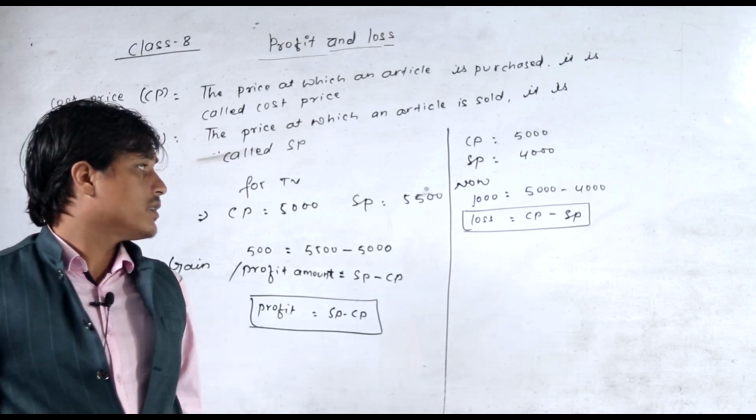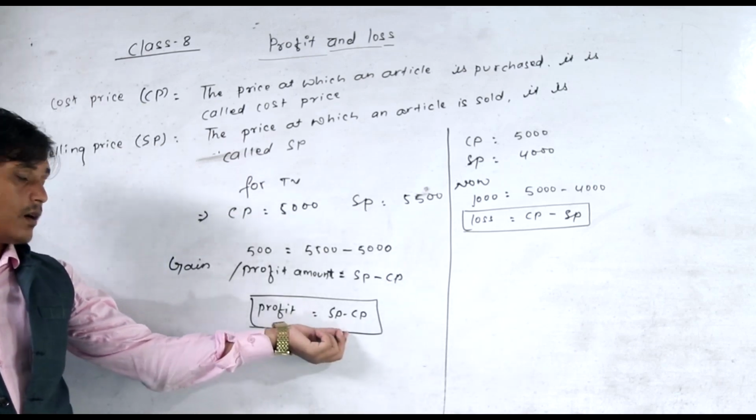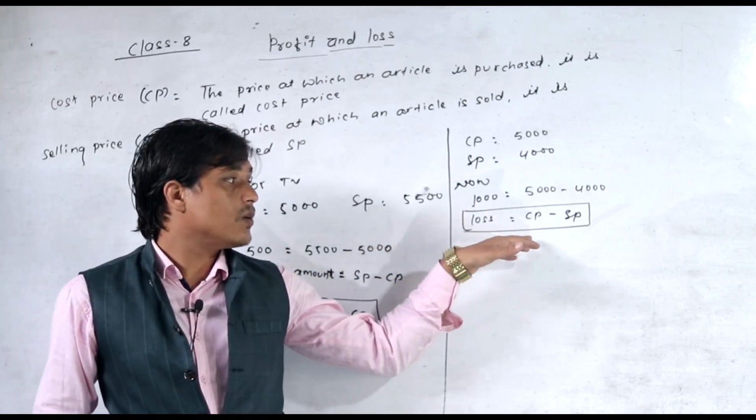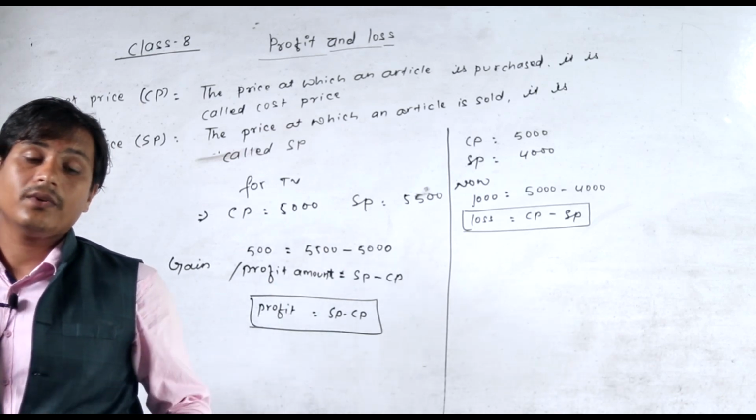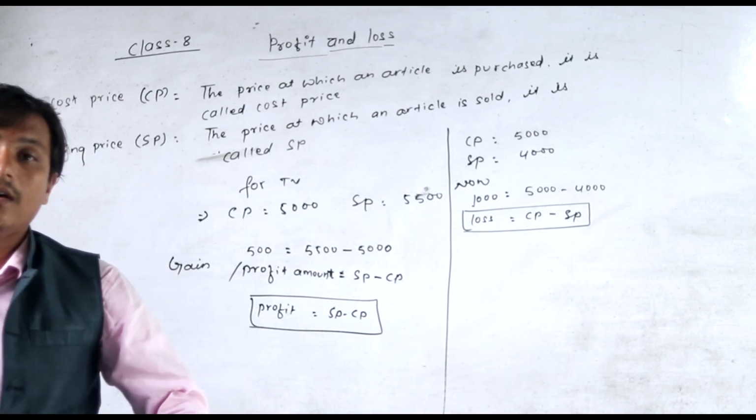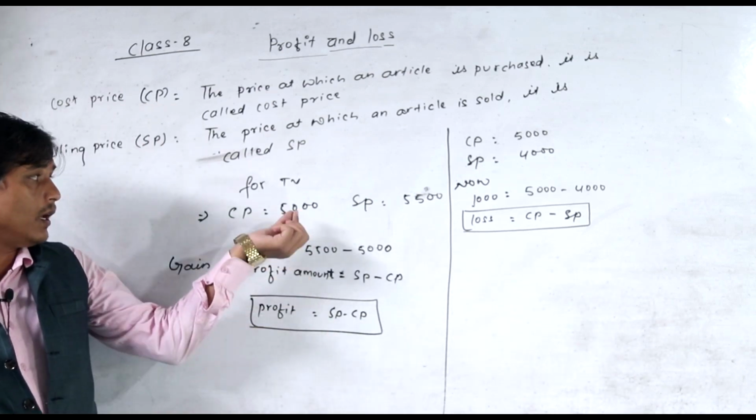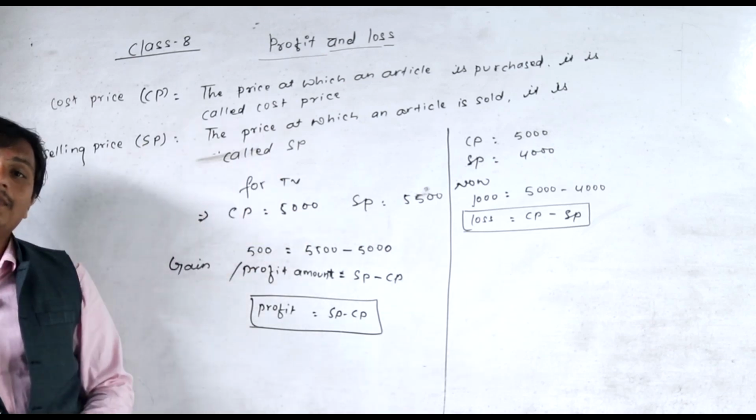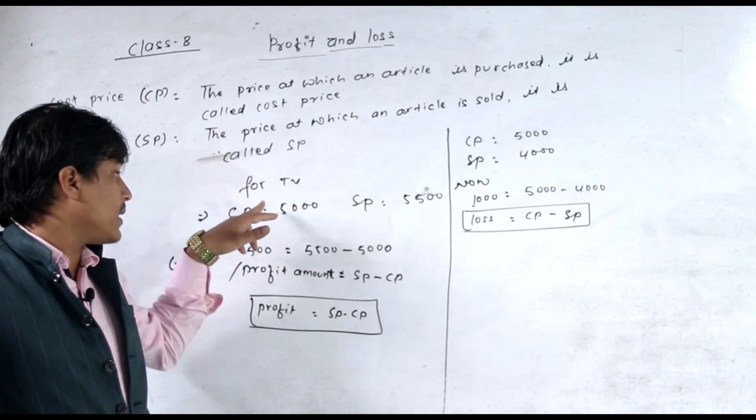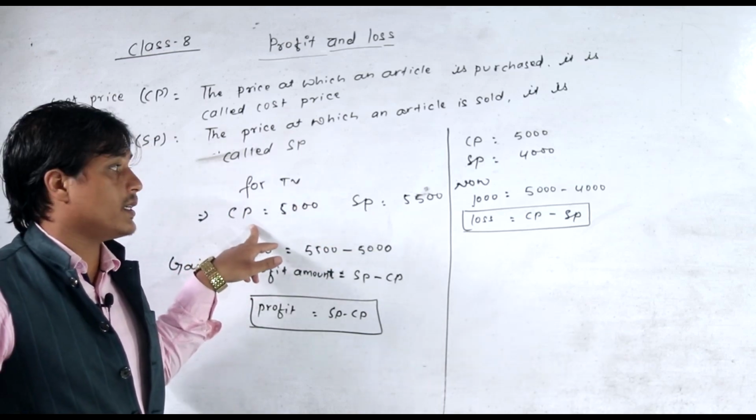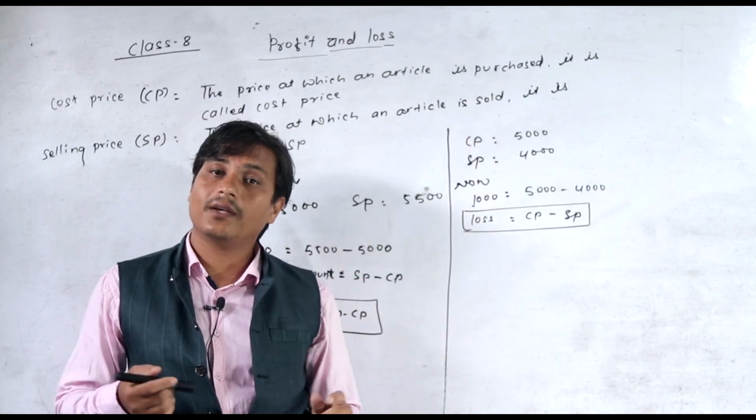Okay, simply we can calculate profit by using the formula SP minus CP, and loss by CP minus SP. But the main theme was how you know that you have profit or loss. Simply keep in mind, if you bought something and then sold it, if your SP is greater than your CP, then you made profit, and when your SP is less than CP, you made loss.